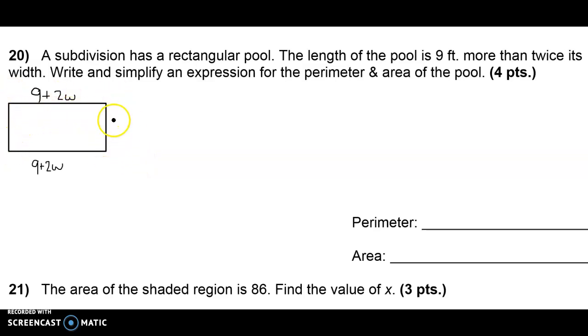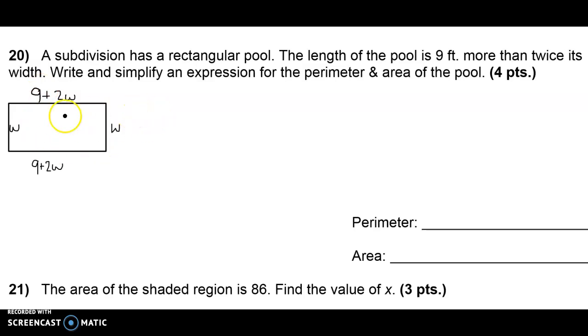You already said what those are. 9 more than twice the width. So what do we label the width? Whatever you labeled the width here, it's just 1W. Some of you guys were putting 2W, but the width is not twice the width. The width is just 1W, okay?